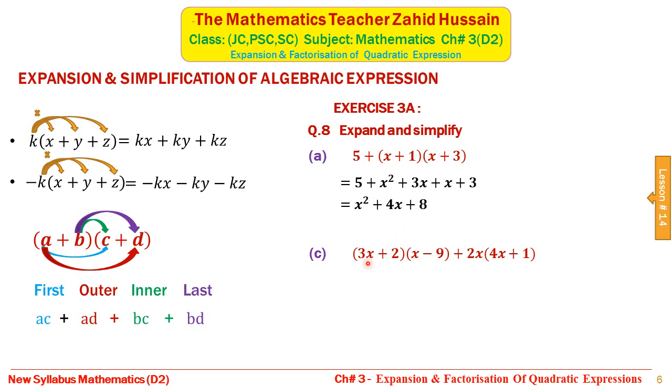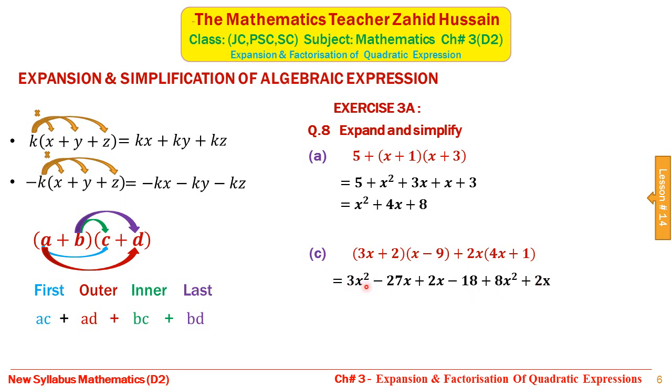But C part has two terms, and in the first term there are two brackets, and in the second term there is only one bracket. We will first remove the brackets and then we will simplify. Here on this term we will apply this rule, and on this term we will apply this rule. 3x multiplied by x is 3x square, 3x multiplied by minus 9 is minus 27x, 2 multiplied by x is 2x, and plus 2 multiplied by minus 9 is minus 18. Now this one, 2x multiplied by 4x is plus 8x square, 2x multiplied by plus 1 is plus 2x.